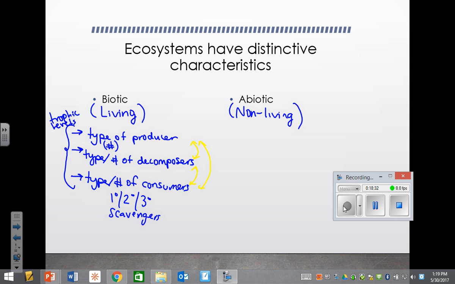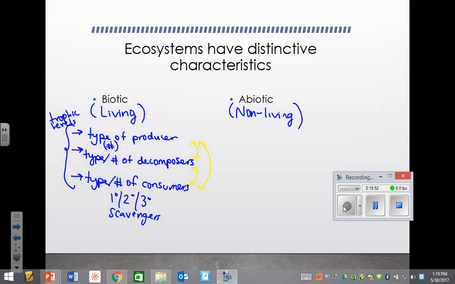Now, I'm being very general here. When I ask you questions about biotic and abiotic characteristics, I will want you to provide examples of that. So when I say type and number of producer, if I give you a particular ecosystem, tell me what kind of producer is there. That would be a biotic characteristic.